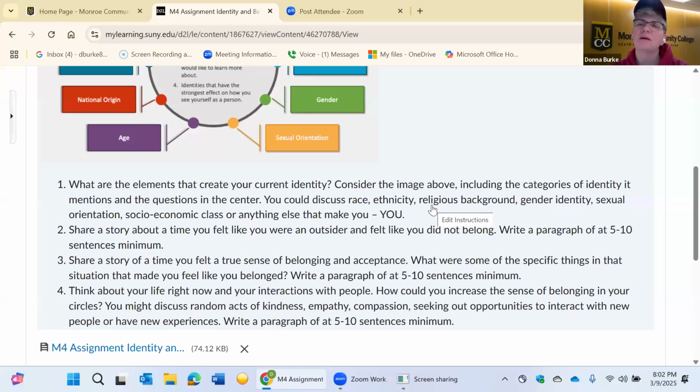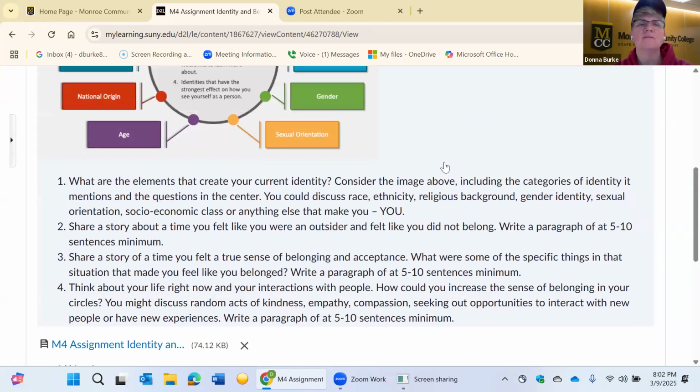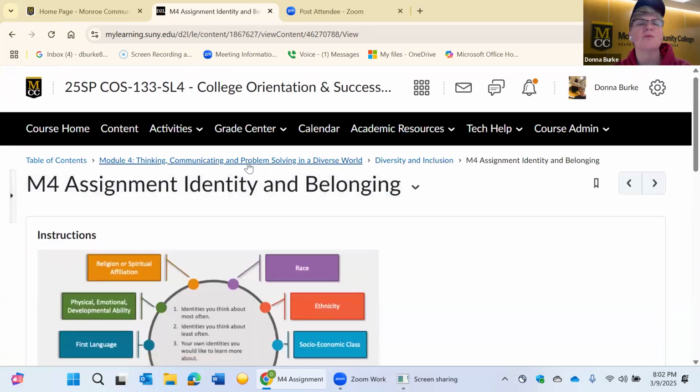We all know folks that may seem like they don't have as many friends, right? Why not go up and talk to them? You know, why not show some compassion and empathy in certain situations? So that is the module 4 second assignment. So you've got 2 assignments in there.